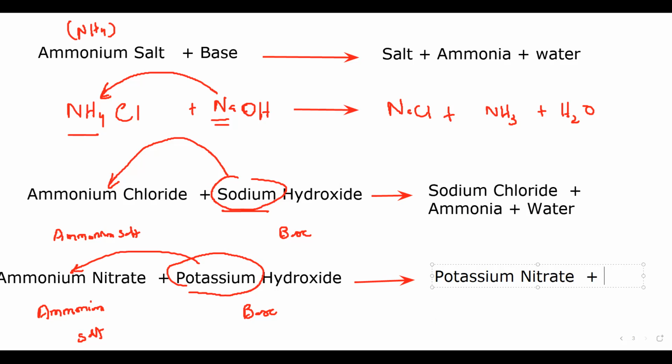plus ammonium hydroxide is basically what it will form. It will form ammonia plus water molecule. So this is always the product whenever ammonium salts are mixed with base. So if we compare acid and base, till this point what we have discussed, we are comparing.